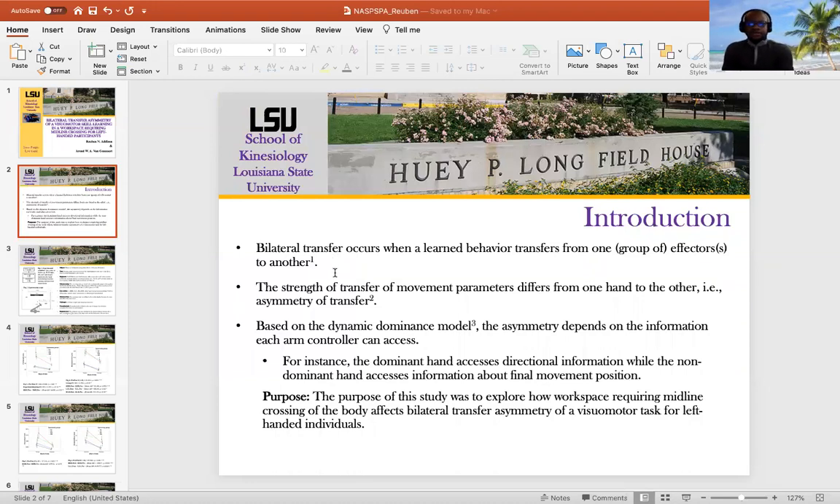According to the dynamic dominance model, the asymmetry depends on the information each arm controller can have access to. For instance, it's been documented that the dominant hand accesses directional information, whereas the non-dominant hand accesses information about final movement position. The purpose of the study was to see if the dynamic dominance model was consistent for left-handed individuals who were practicing a visuomotor task in a workspace that requires midline crossing.